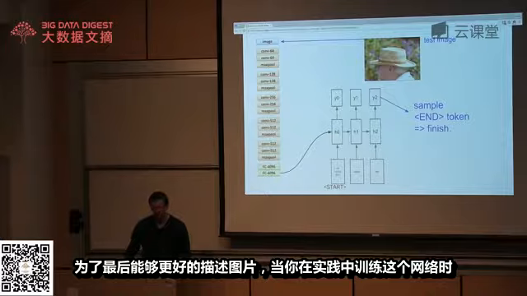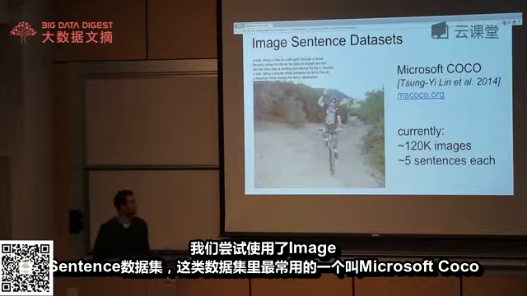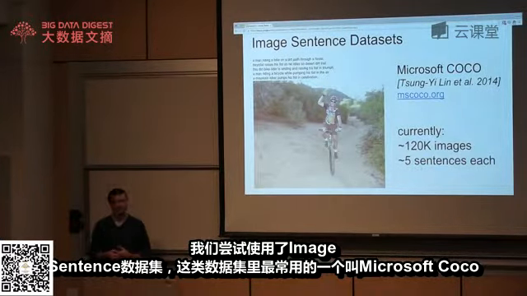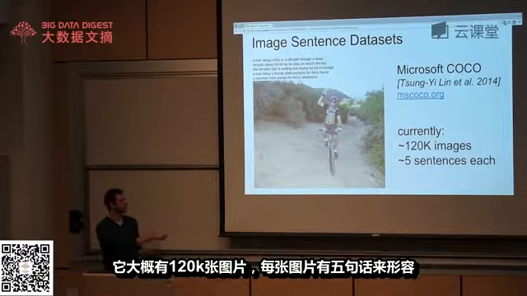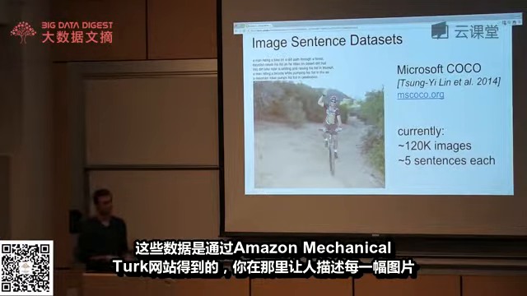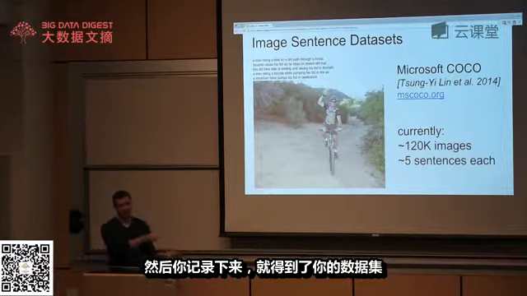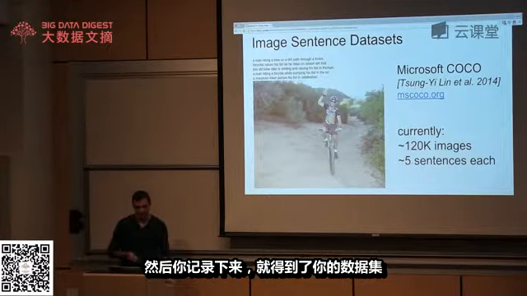Okay. So when you train this in practice, we train this on image-sentence datasets. One of the more common ones is called Microsoft COCO. So just to give you an idea of what it looks like, it's roughly 100,000 images and 5 sentence descriptions for each image. These were obtained using Amazon Mechanical Turk. So you just ask people, please give us a sentence description for an image, and you record all of it, and then that's your dataset.